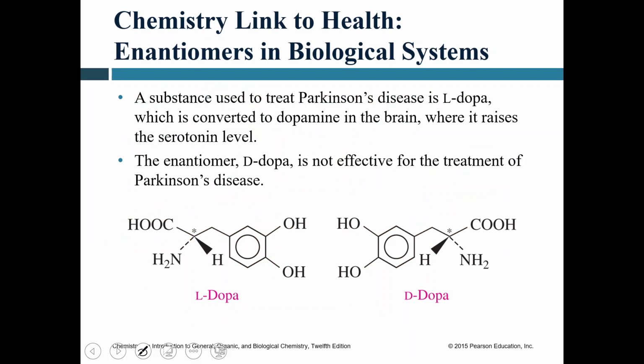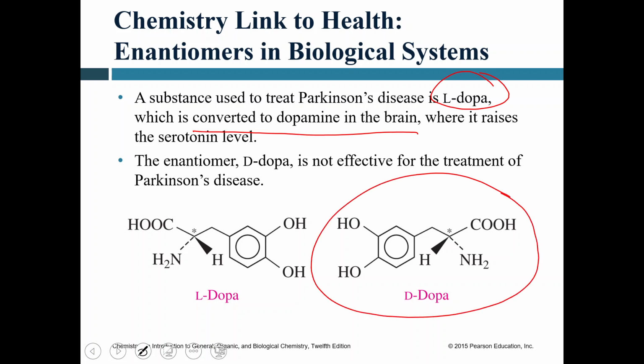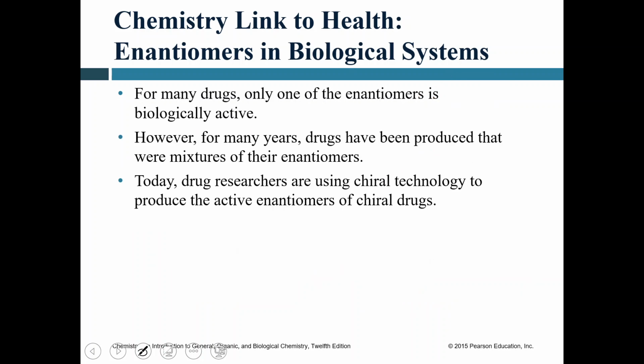So here's an example. For instance, we treat Parkinson's disease with a substance called L-DOPA. L-DOPA is converted to dopamine in the brain, which improves the conditions in patients with Parkinson's. D-DOPA, which has a different arrangement of the chains, is not effective for the treatment of Parkinson's disease at all. Turns out that not just for L-DOPA, but for many drugs, only one of their enantiomers is active biologically.